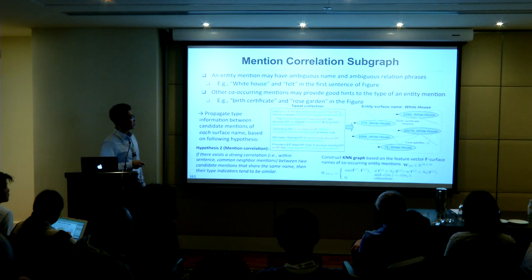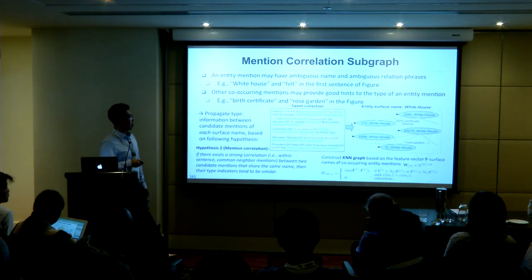They are actually an organization or government here. Versus if you look at the third example, the White House co-occurs with other named entities like Rose Garden.